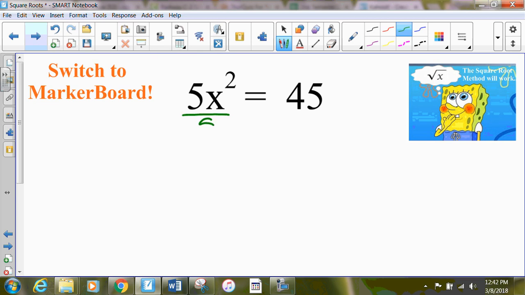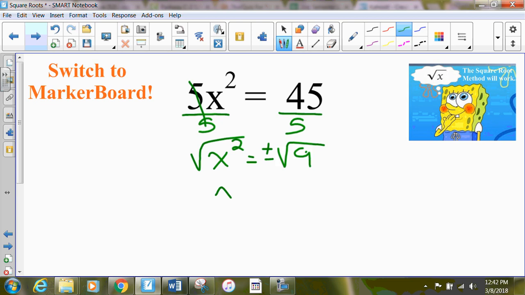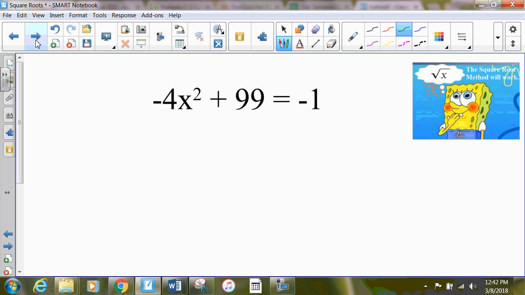Okay, so you divided both sides by 5. You got 9. Take the square root of both sides, you put the plus or minus in front of the square root of 9, and you got x equals plus or minus 3. Awesome. Let's look at the last problem in this tutorial.